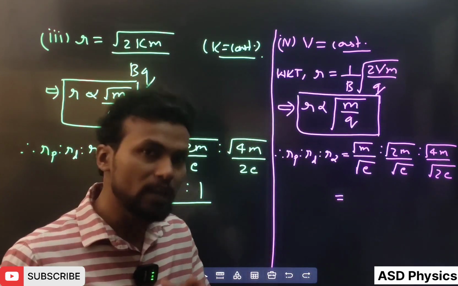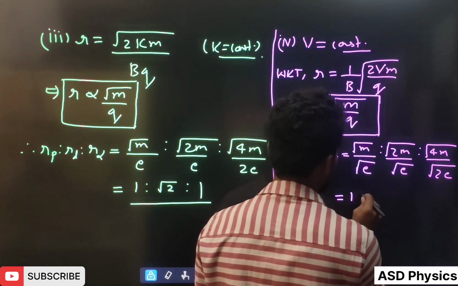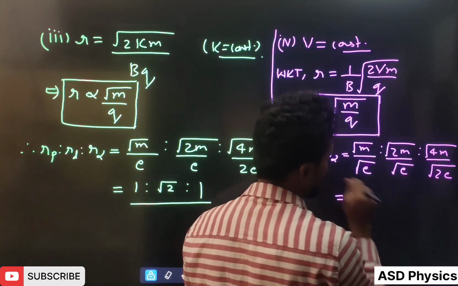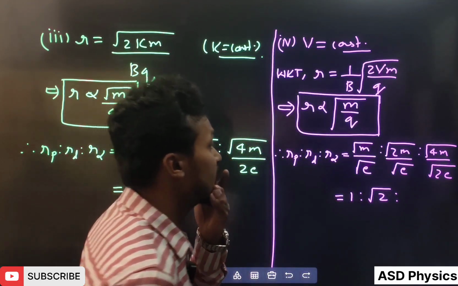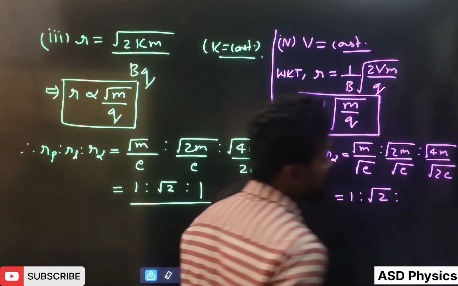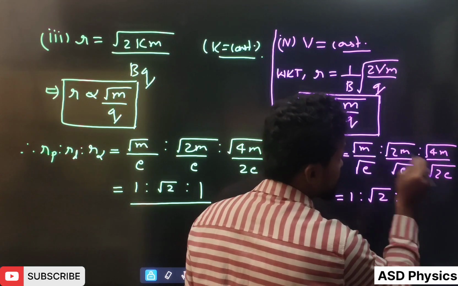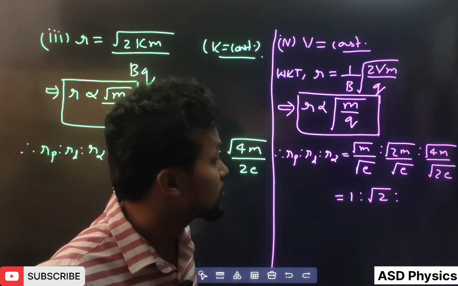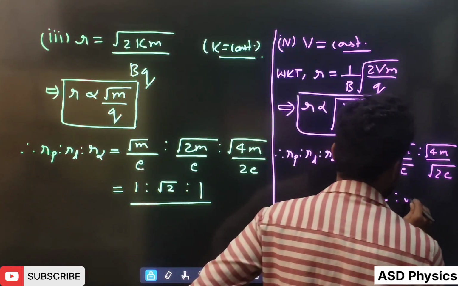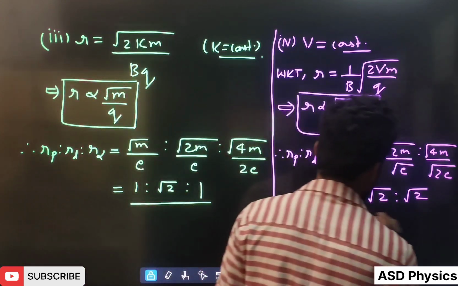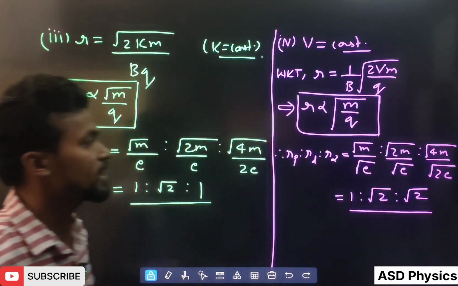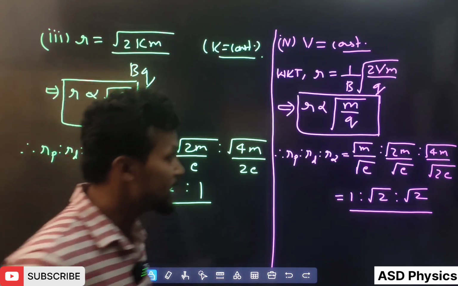Now what will happen, students? Now root M by root E will cancel out here. So what will come here? 1 is to root 2. Root M by root E cancels. That means here root 2, and what will come here? Again now you see root M by root E will cancel out, but here root 4 means 2. 2 by root 2, what will come? 2 by root 2 will come, students, root 2 here. Correct? 2 by root 2 is root 2. So students, here you can see this deuteron and alpha particle will have the same radii.